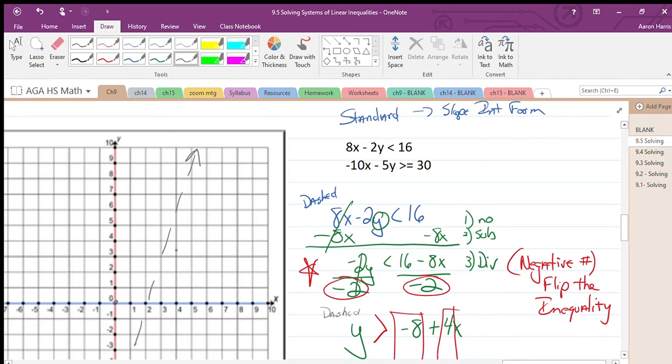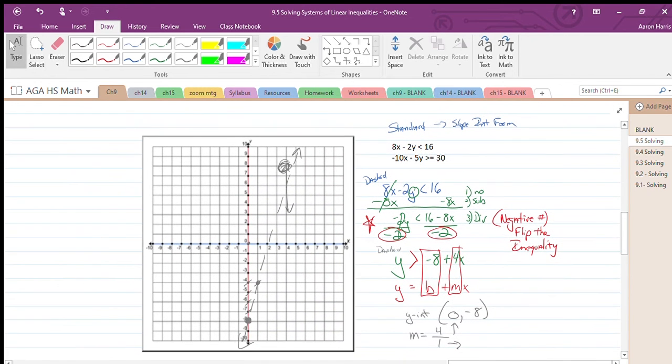That's right. You need a vertical line. Why do you need this vertical line? To figure out which side is greater than or less than. Well, we're looking for greater than, so it's going to be this side, the side above the line. And what do we do? We just shade that side.